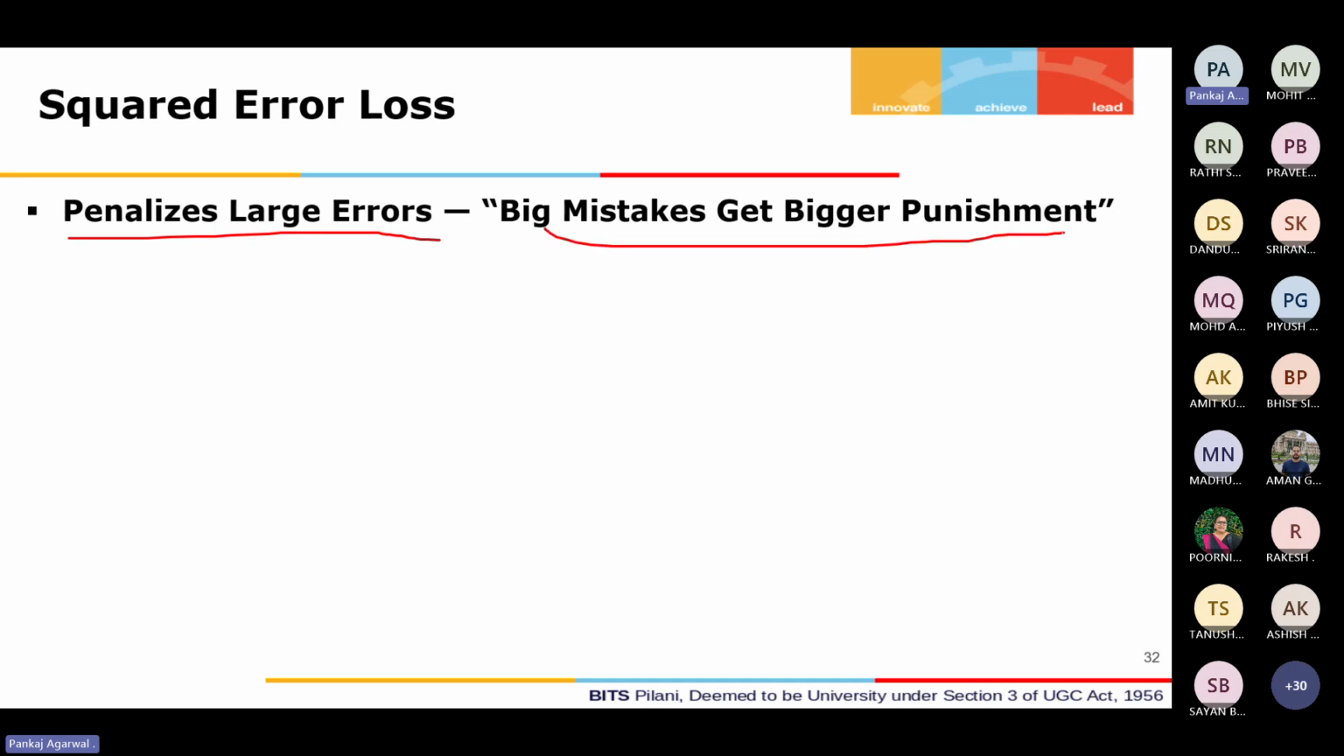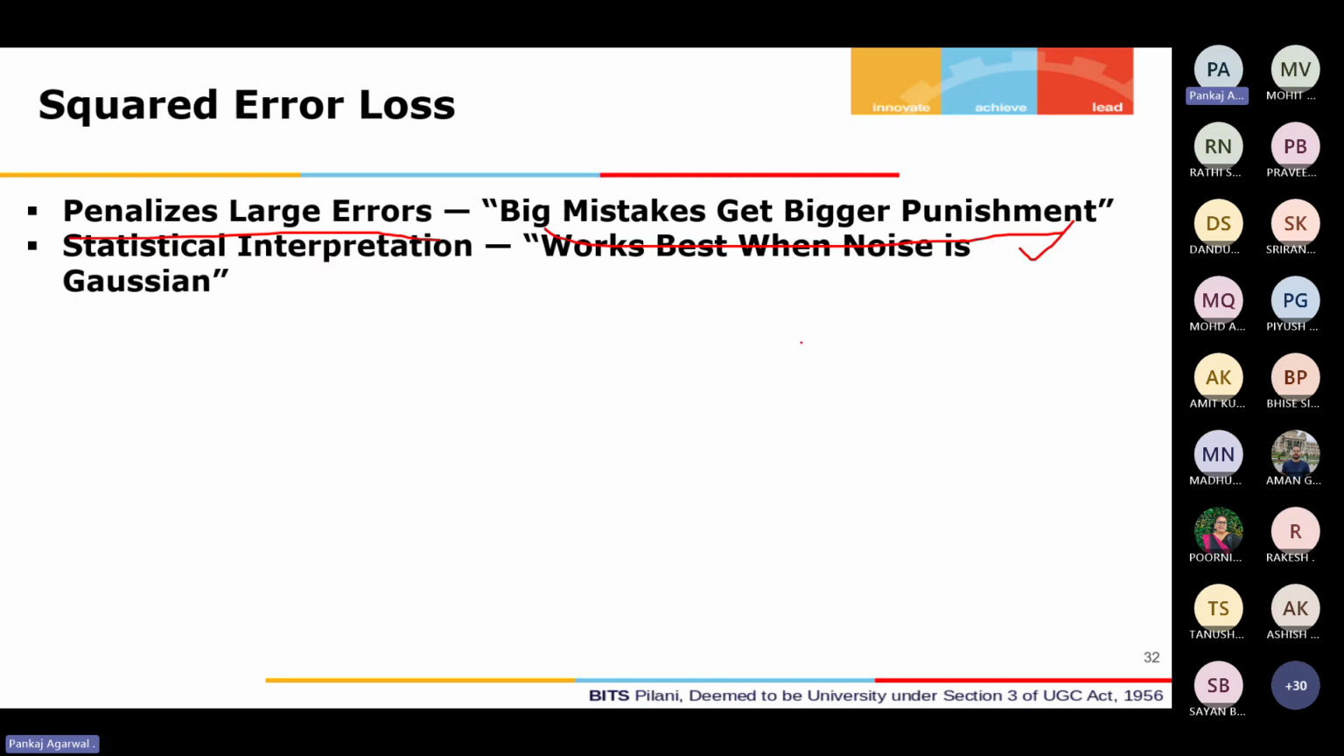So big mistakes get bigger punishments, right? If the error is, suppose, one, and on the other hand the error is 10, then obviously the 10 would become 100 if we are squaring it. So it would be a big punishment, and that is what we want. We wanted minimum errors, so we would always like to penalize even the small errors, and that is what we are looking for. That is what we are trying to do in fitting the best line, where the squared error difference is minimum.